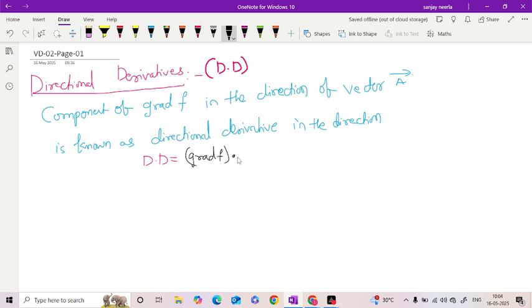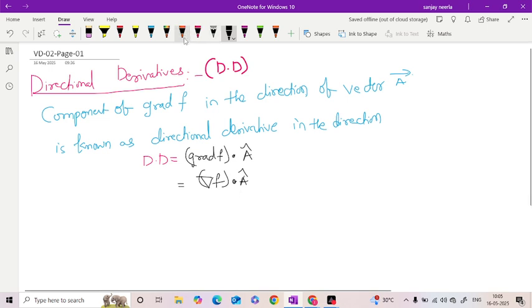dot a cap. Now here a is just a vector and a cap is the unit vector. That means we can write symbolically del f dot unit vector a. Now this one is the directional derivative of some function in the direction of vector a: del f dot a cap. Now we'll see one example.